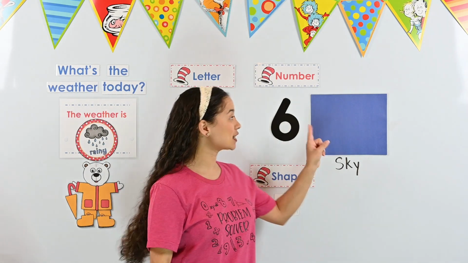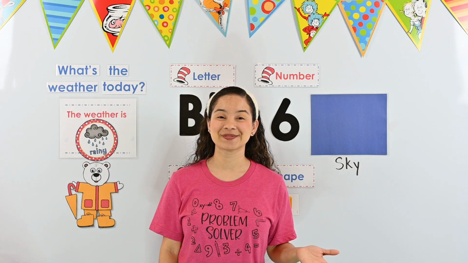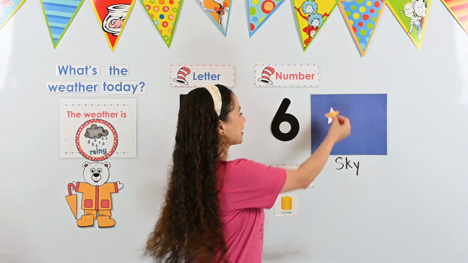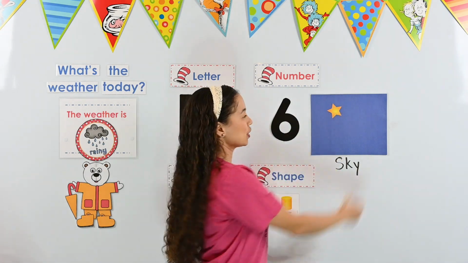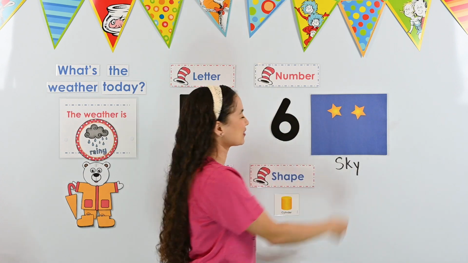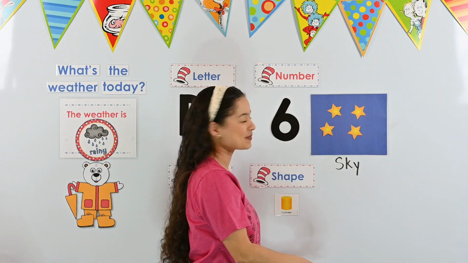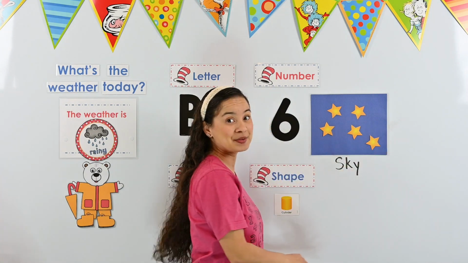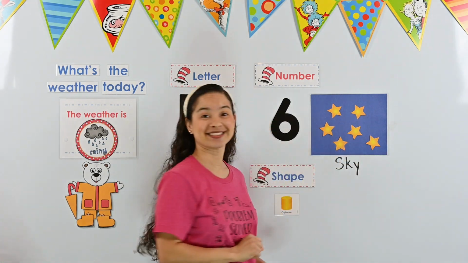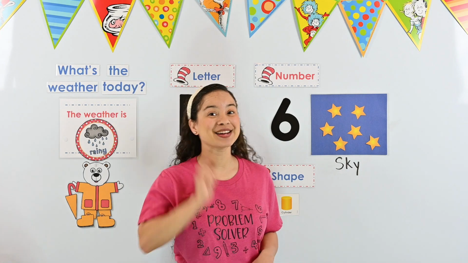Let's put 6 stars in the sky. Can you help me? Awesome. Let's count together. Ready? 1, 2, 3, 4, 5, 6. Hey, I heard the number 6.